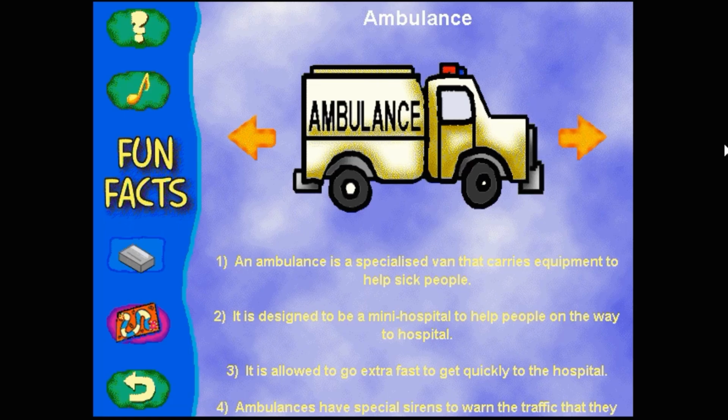Ambulance. An ambulance is a specialised van that carries equipment to help sick people. It's designed to be a mini hospital to help people on the way to hospital. It's allowed to go extra fast to get quickly to the hospital. Ambulances have special sirens to warn the traffic that they are coming.